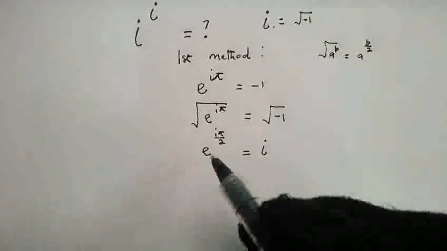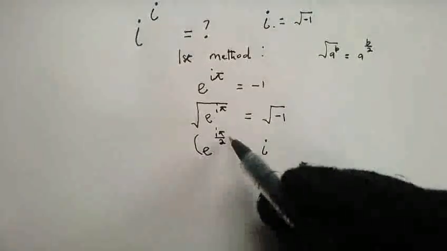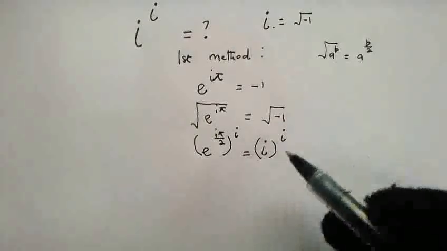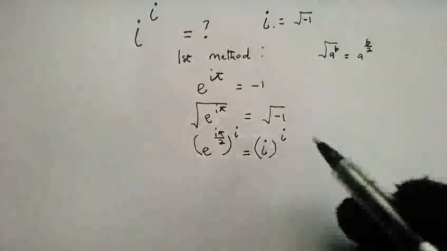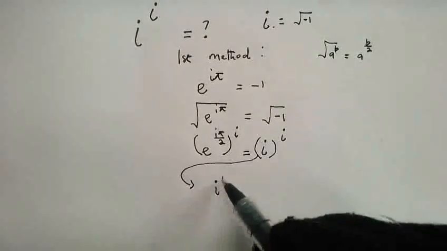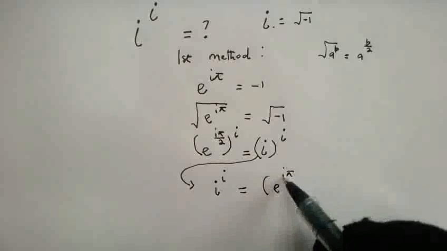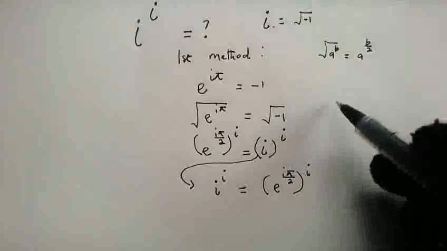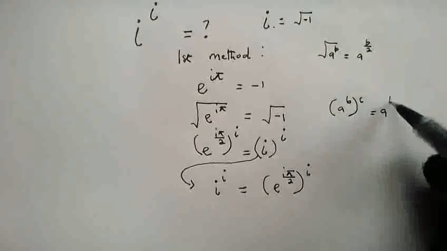Now I'm going to raise both sides to the power of I. So I have in brackets raised to I, and in brackets raised to I. Nothing will change if I make the right hand side become the left hand side, or the left hand side become the right hand side. So I have I raised to I is equal to, in brackets, e raised to I pi all over 2, close bracket, raised to I. Now I'm going to make use of the following property, that a raised to b, in brackets, raised to c is the same as a raised to b times c.